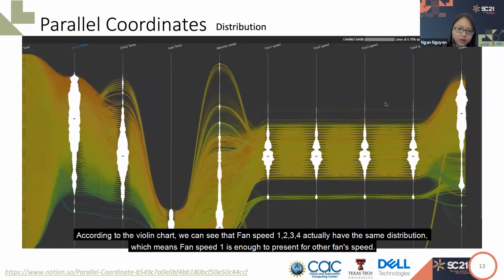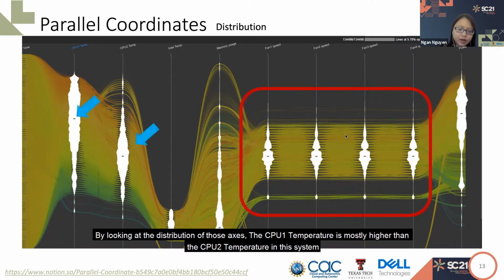According to the violin chart, we can see that fan speeds 1, 2, 3, and 4 actually have the same distribution, which means fan speed 1 is enough to represent the other fan speeds. By looking at the distribution of those axes, the CPU1 temperature is mostly higher than the CPU2 temperature for this system.